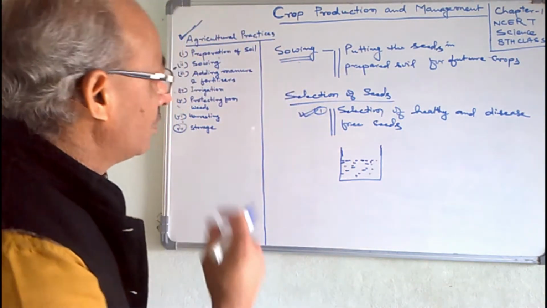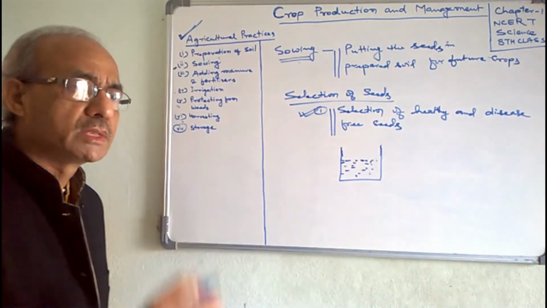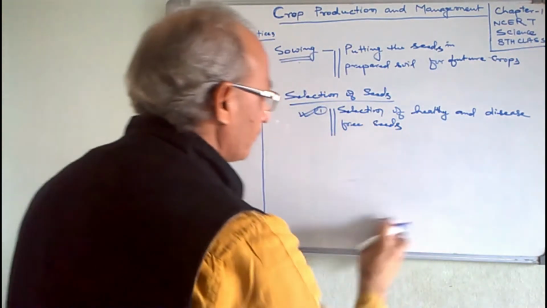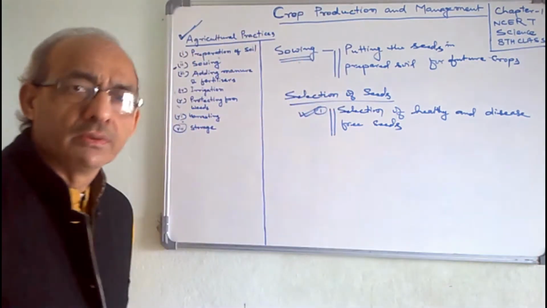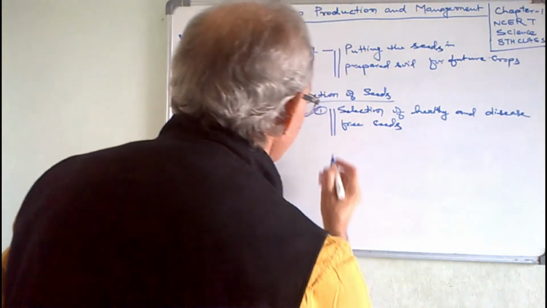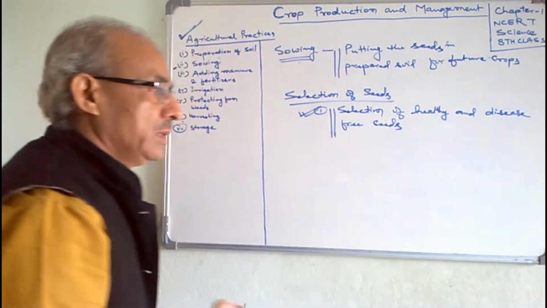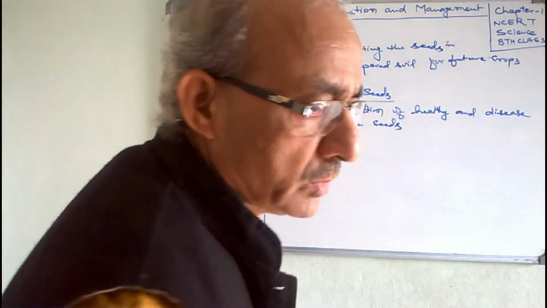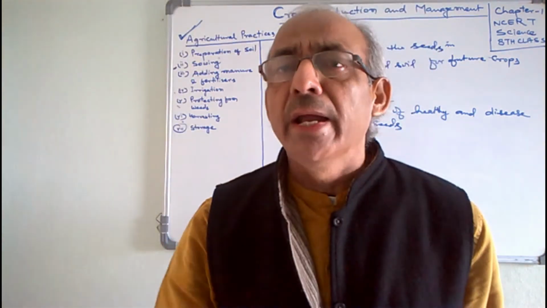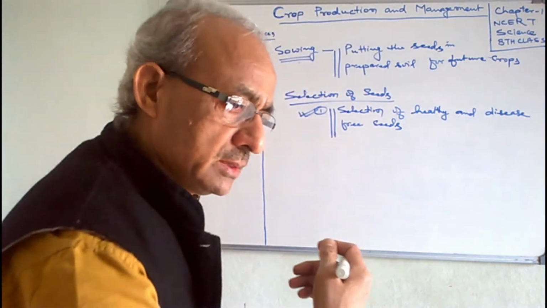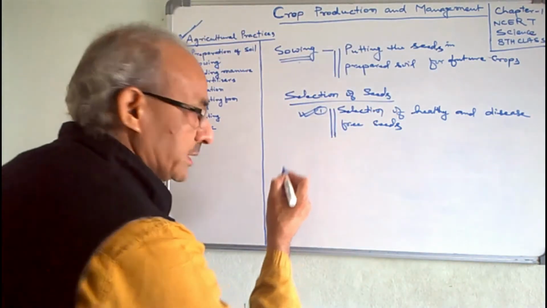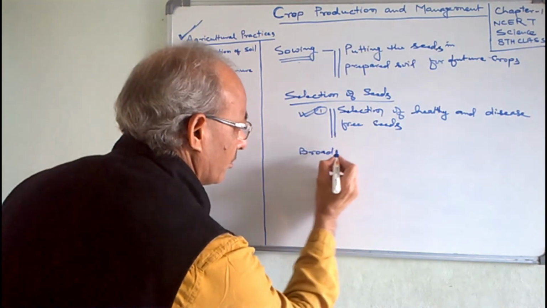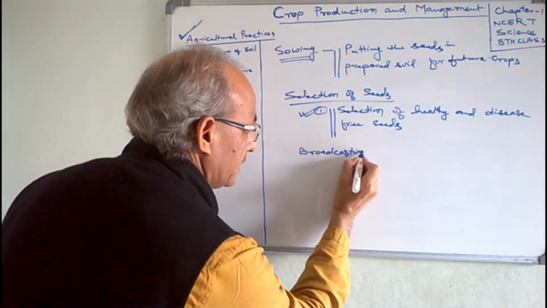And now we will discuss the methods of sowing the seeds in the field. When the soil is prepared, then seeds are sown in the fields. Traditionally in our country, the farmers used to disperse the seeds by hand. Dispersing by hand is called broadcasting. This is the traditional method.